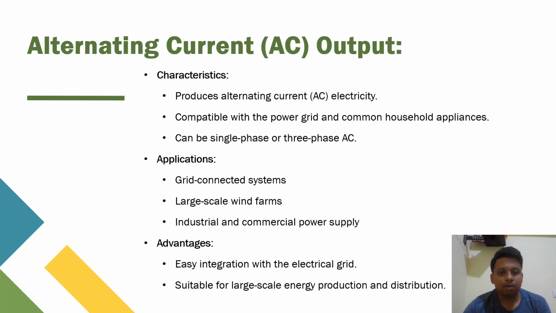Characteristics: produces alternating current electricity, with complexity in power grids. Common household applications can be single phase or three phase ACs, that is alternating currents. Applications of this AC output are grid connected systems, large scale wind farms, industrial and commercial power supply. Advantages: integrated with the electrical grid, suitable for large scale energy production and distribution.